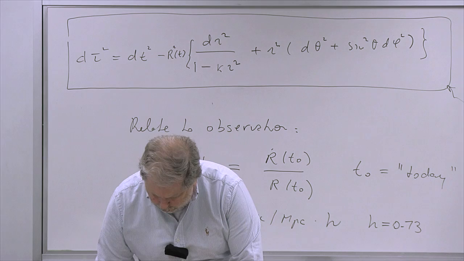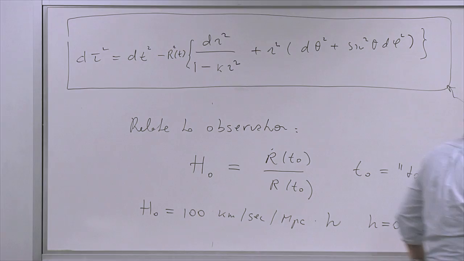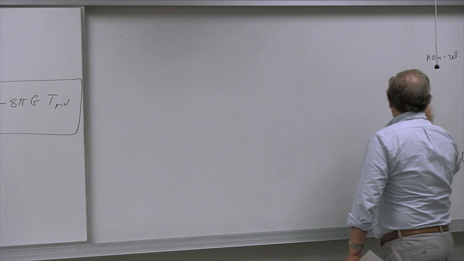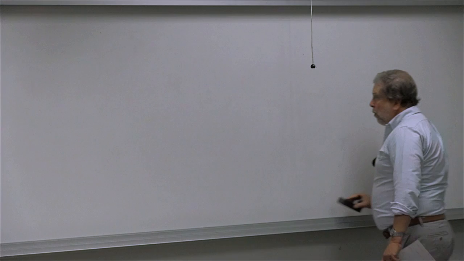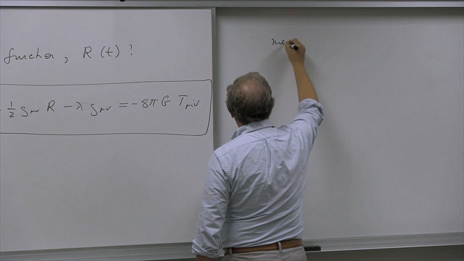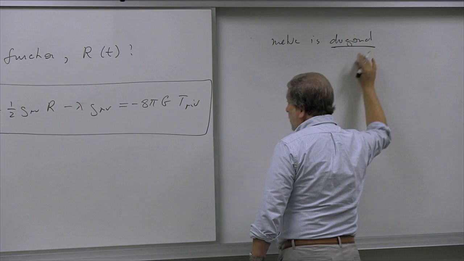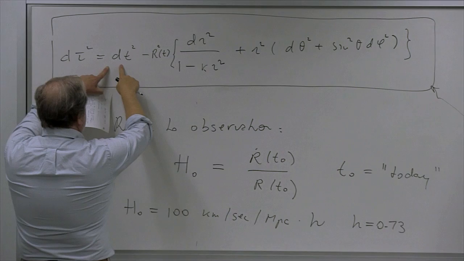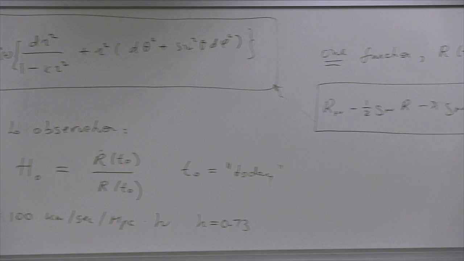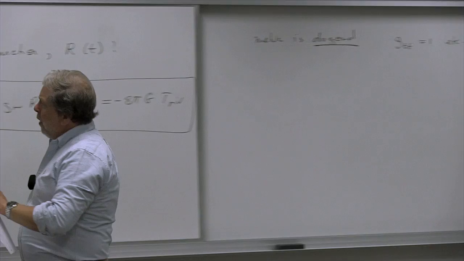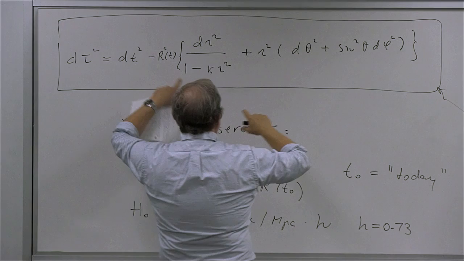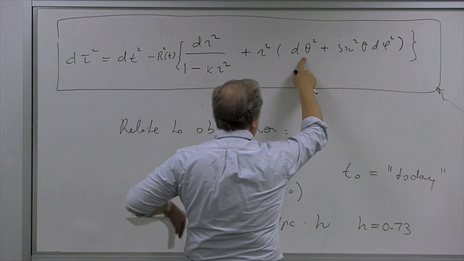So now we have to deal with the rest of the field equations. The first thing we notice is that the metric you get from there is diagonal, so you can read off immediately what it is. G tt is 1. G rr is equal to the scale factor squared divided by 1 minus k r squared. G theta theta is the scale factor squared times r squared. And G phi phi is the same thing multiplied by sine squared theta.